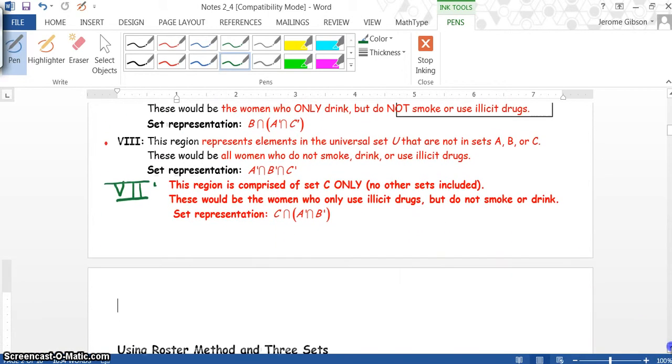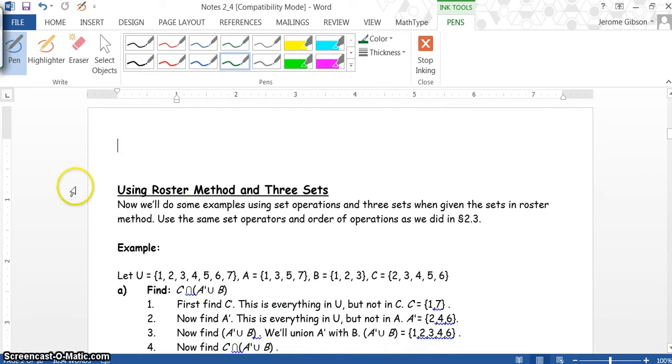Now, we scroll to the next page. It says here, using roster method in 3 sets. Now we do some examples using set operations in 3 sets when given the sets and roster method. Use the same set operators and order of operations as we did in 2.3.